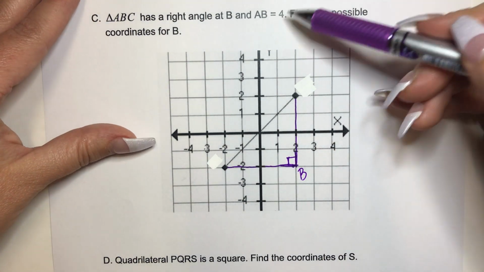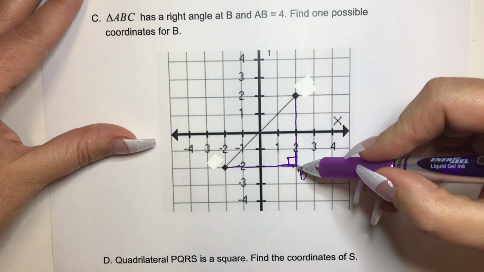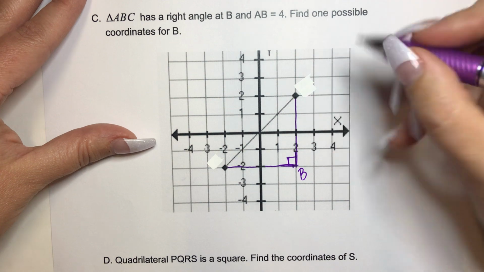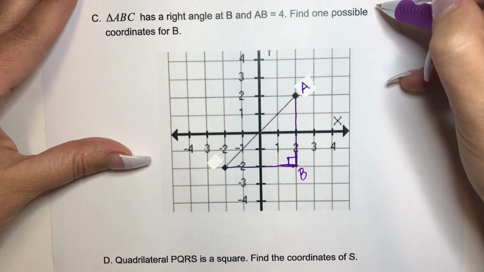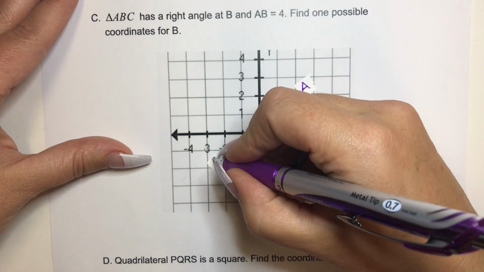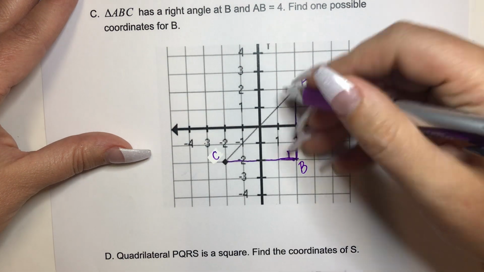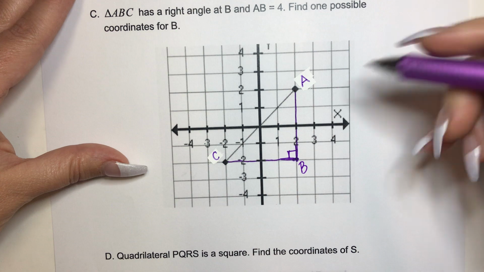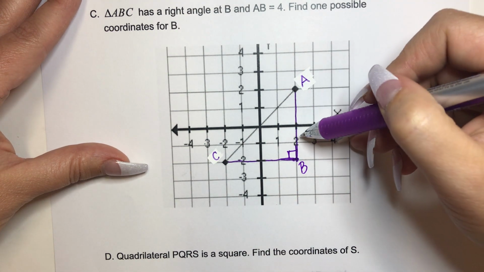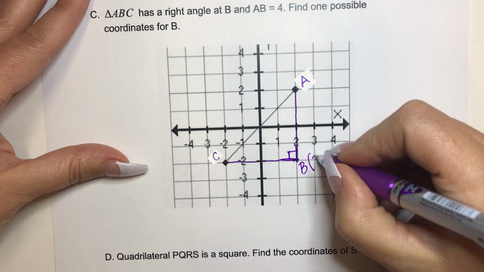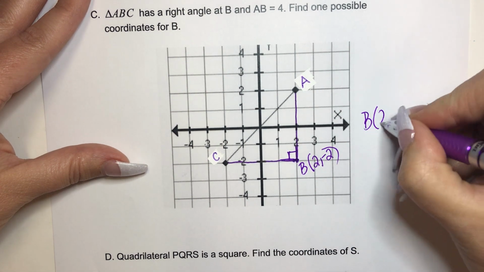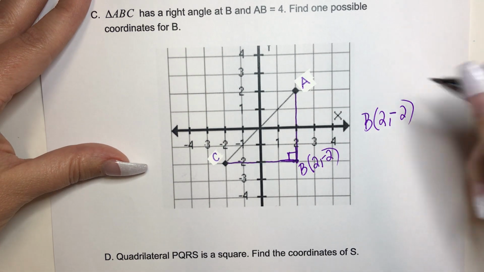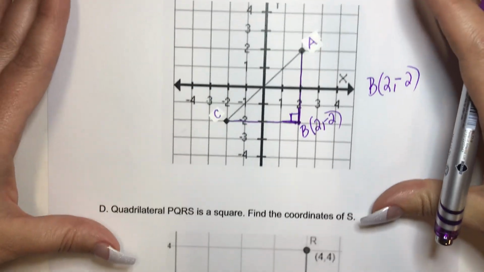And then AB has to be 4. So which one of these side lengths are 4? 1, 2, 3, 4. Okay, so I'm going to call this A. And this is going to be C. And so these would be my coordinates for B. That would be 2, -2. All right, so my coordinates for B are 2, -2. So sorry about that labeling. I messed up on the labeling.